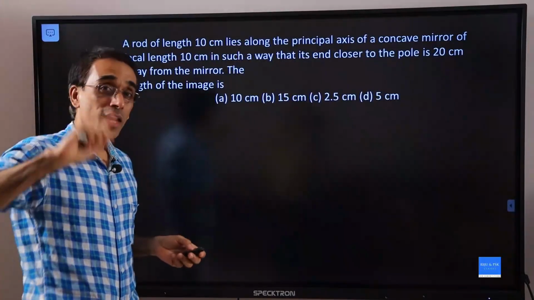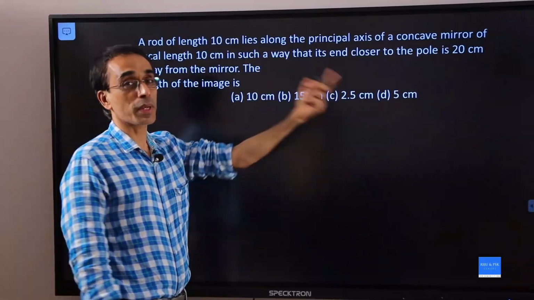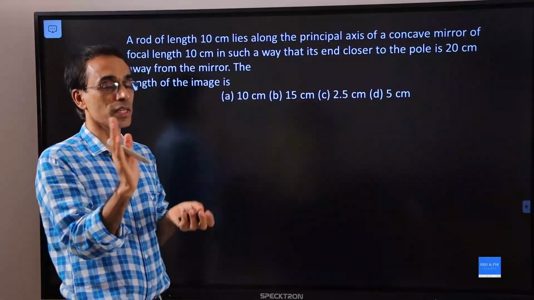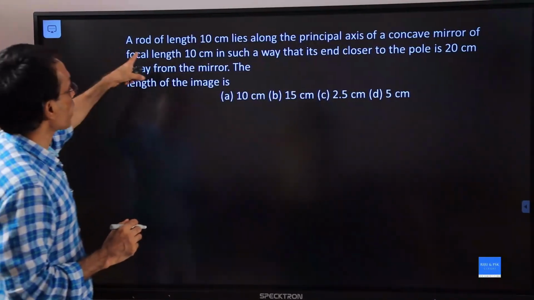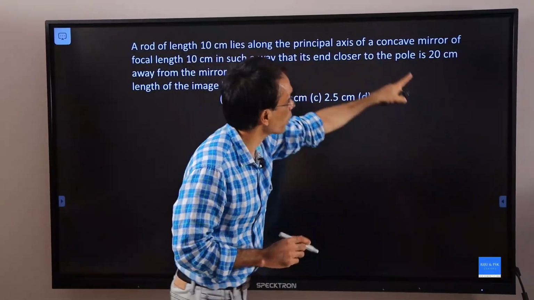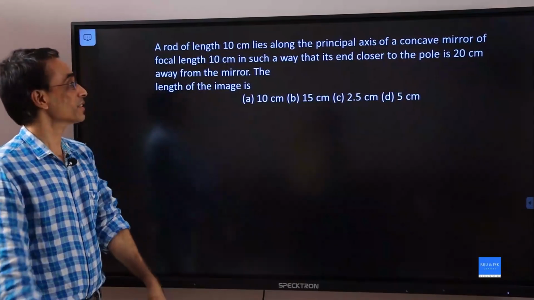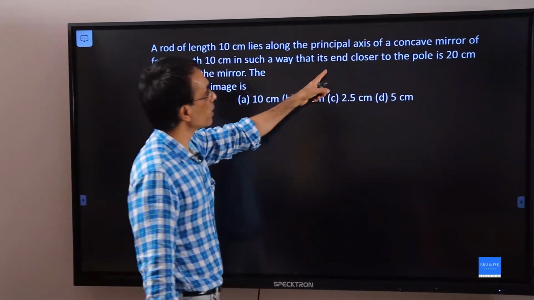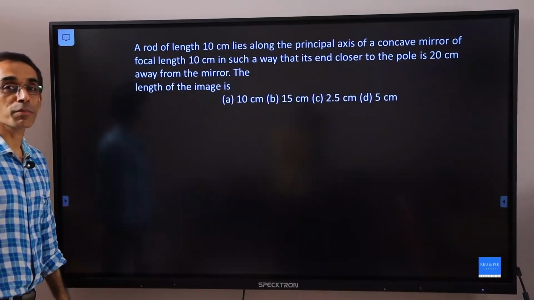This is an out and out question because this is an object lying along the principal axis, because most of our question objects are perpendicular to the principal axis. So a rod of length 10 centimeter lies along the principal axis of a concave mirror of focal length 10 centimeter in such a way that its end closer to the pole is 20 centimeter away from the mirror.